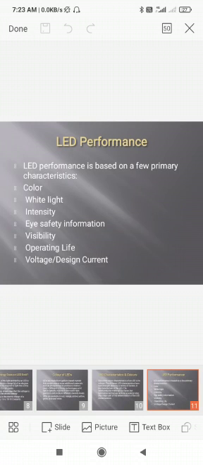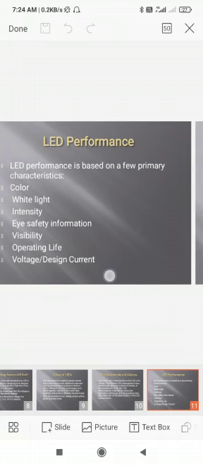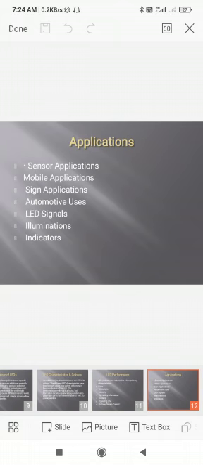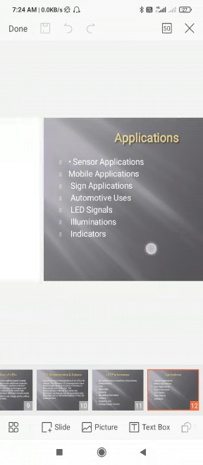LED performance. LED performance is based on a few primary characteristics: color, white light, intensity, eye safety information, visibility, operating life, and voltage and design currents. Applications of the LEDs: sensor applications, mobile applications, sign applications, and automotive uses such as LED signals, illuminations, and indicators. These are all the applications of the LEDs.